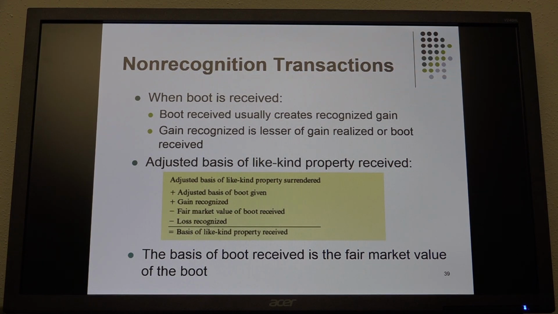Well, what if it wasn't cash that the other party to this transaction was giving? Let's say it was a car. So you'd have to figure out the fair market value of the car on the date of the exchange. That would be the basis of boot received.